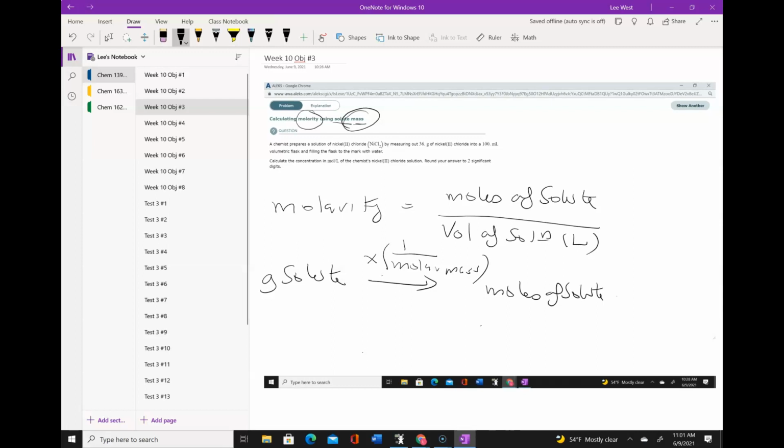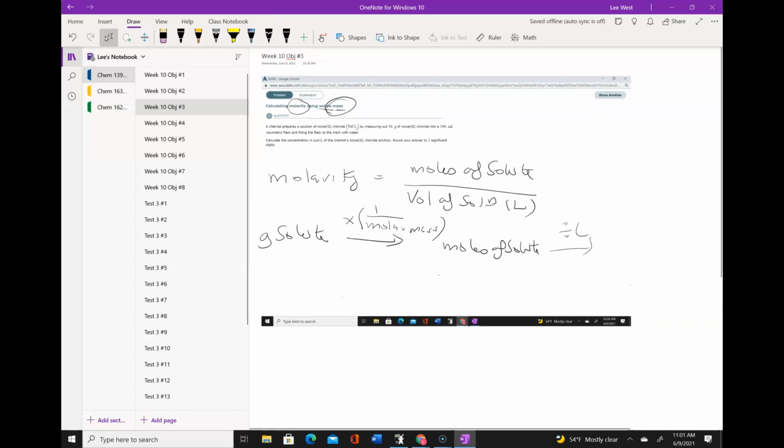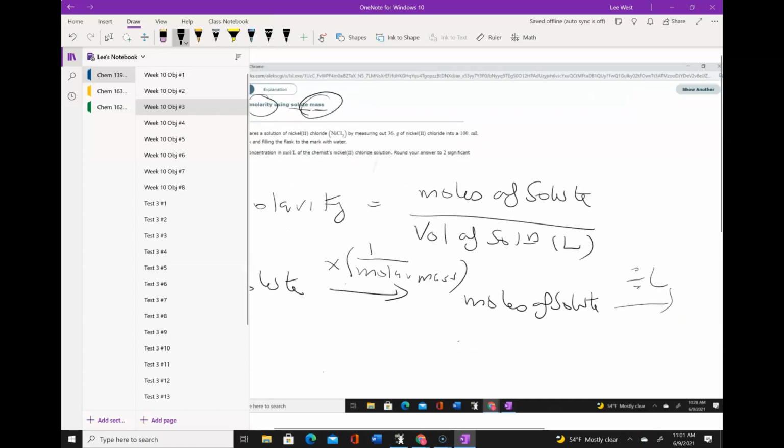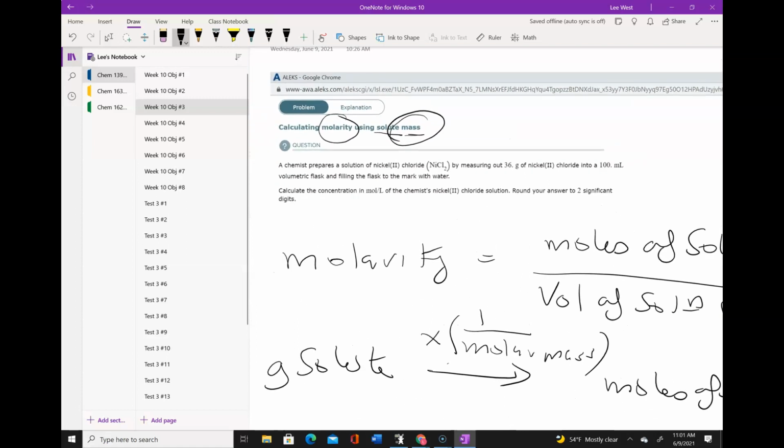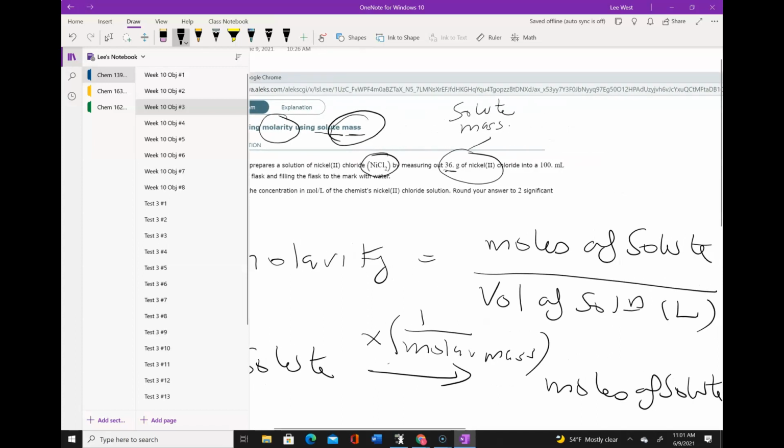Once we've done that, we can then divide by our liters of solution, and that will give us our moles per liter. So if we read the question, a chemist prepares a solution of nickel 2 chloride by measuring out 36 grams of nickel 2 chloride. So there's our solute mass that we're going to turn into moles. So we will be needing the molar mass of nickel 2 chloride.